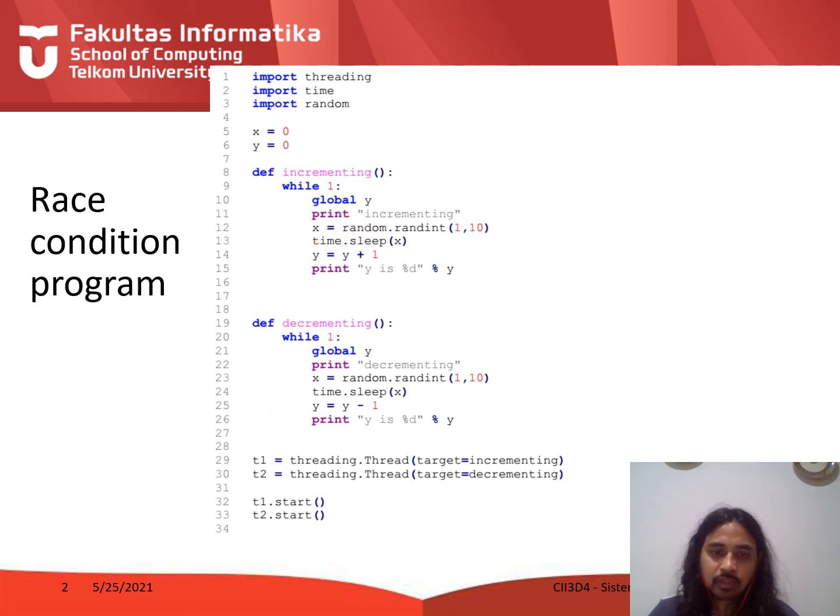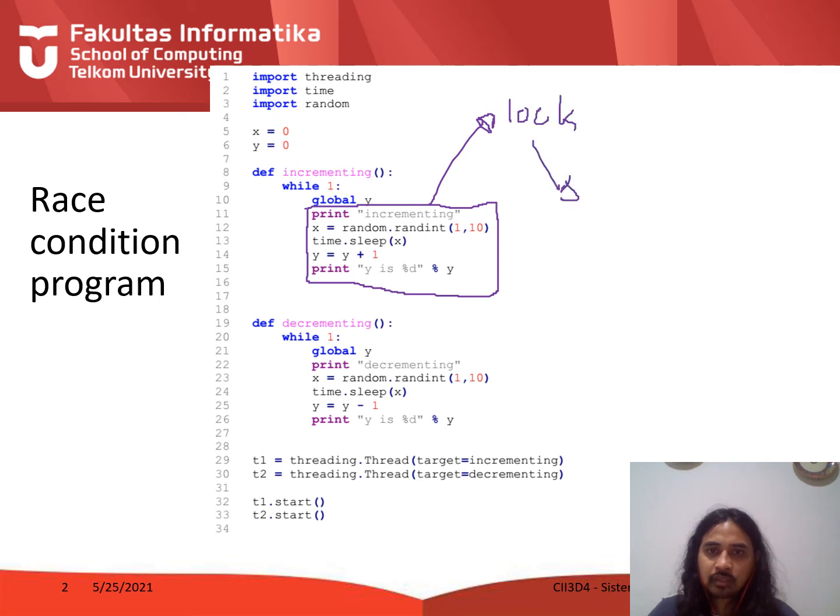So what we need here is to lock the process starting from here until here. We should lock this, and by locking this, other processes are blocked.